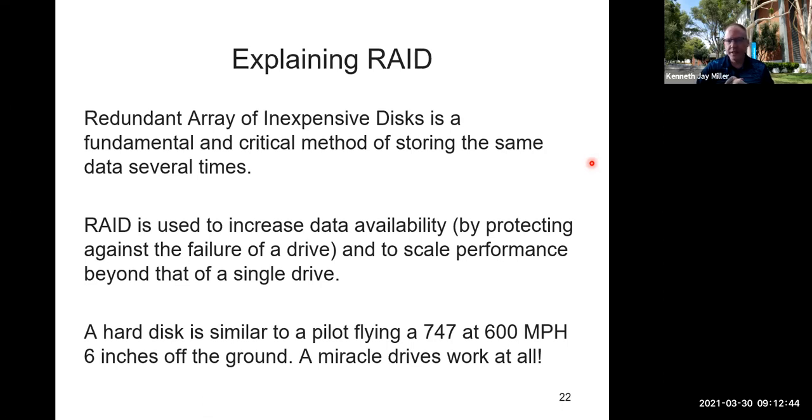So RAID is used to increase data availability by protecting against a data or a disk failure. And by combining these disks together, we can improve the performance compared to a single disk. Now, somebody referred to a hard disk being similar to a pilot that's flying a 747 at 600 miles per hour, 6 inches off the ground. That's what our hard drives are doing, right?